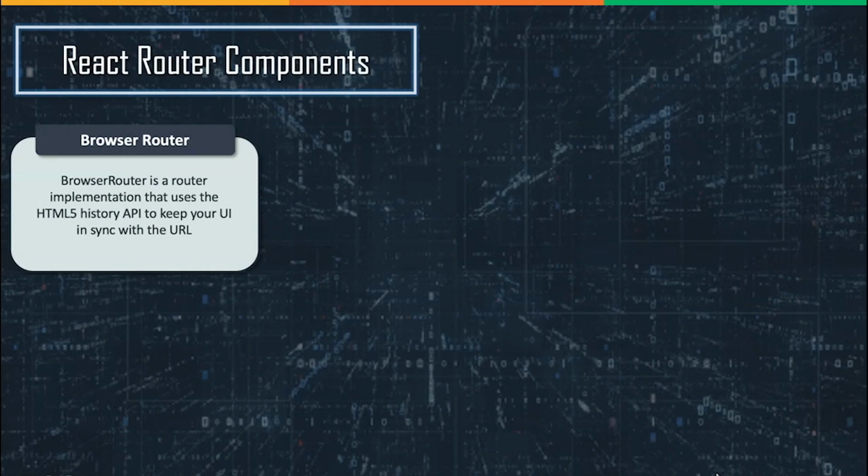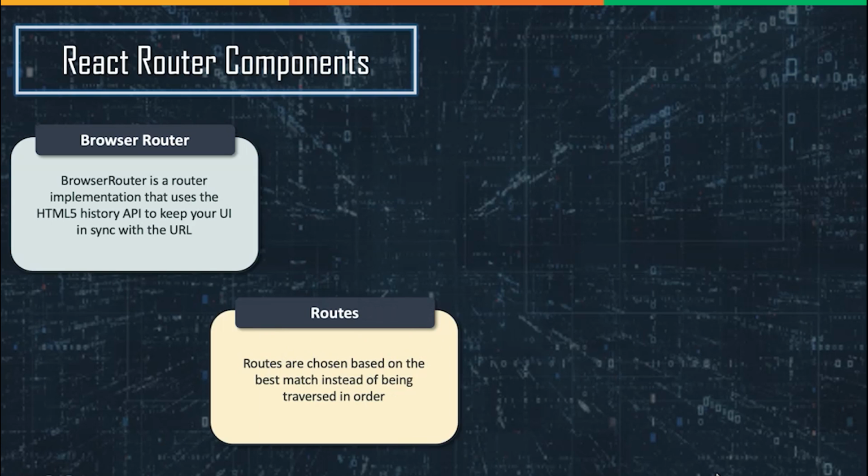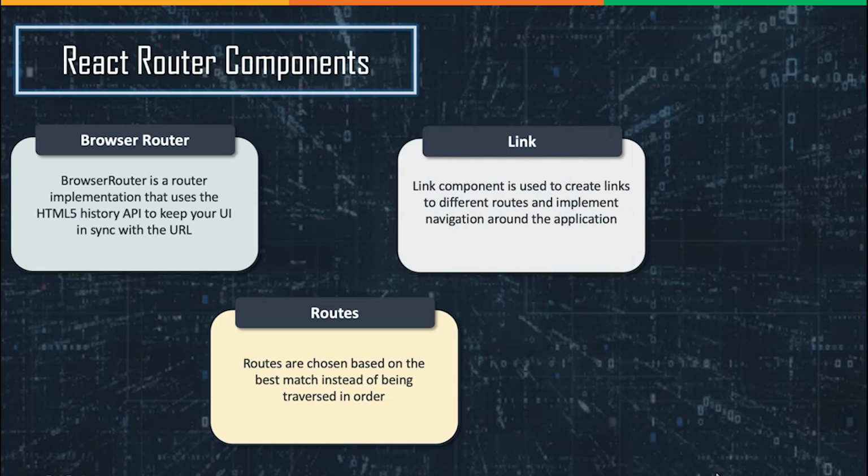Now, React Router components. First, BrowserRouter. React Router comes with many APIs, and one of them is BrowserRouter. It uses the HTML5 history API, which is one of the main components, and it keeps your URL in sync with what you are navigating through. Next we have Routes. Routes are chosen based on the best match you provide, so that when you click on those links, the appropriate route gets loaded with its components.